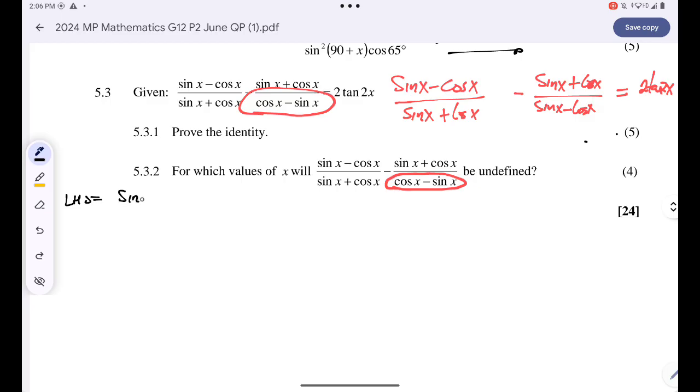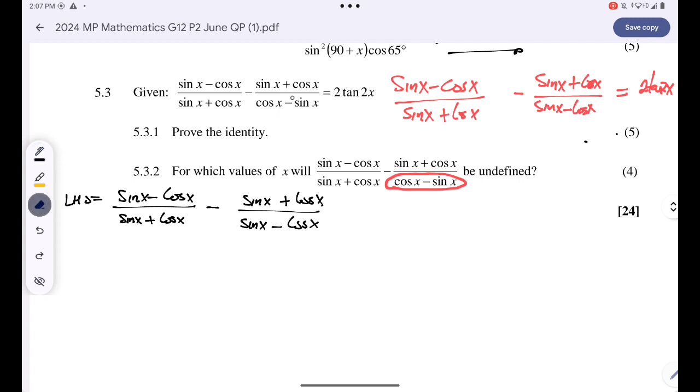simply says sine x minus cos x all over sine x plus cos x, minus sine x plus cos x all over sine x minus cos x. I'm trying to show that this left hand side is basically equal to 2 tan theta. Are you together? The left hand side is equal to 2 tan theta. I have fractions. The first thing I need to do is to add my fractions. Are you together?